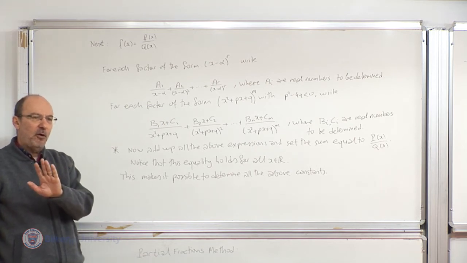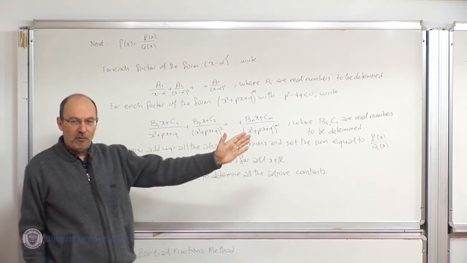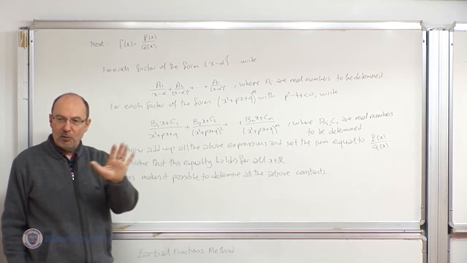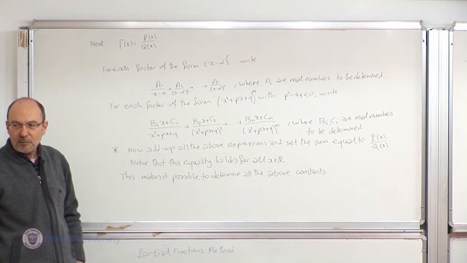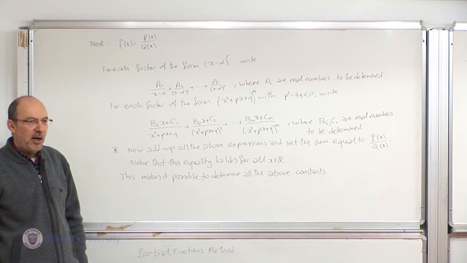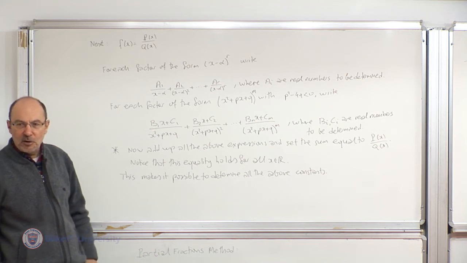So the coefficient of x to the n is equal to the coefficient of x to the n here. On this side, you have a number. On this side, you have this linear expression in these constants. So you obtain n linear equations in n unknowns, and theoretically, this is solvable.